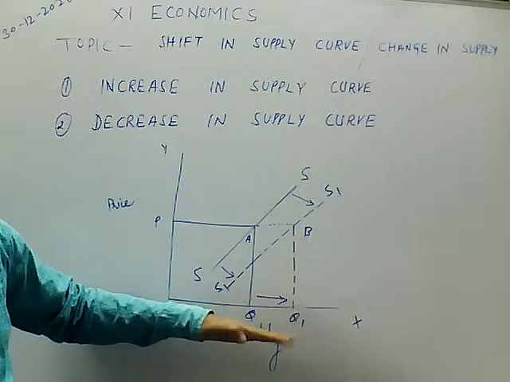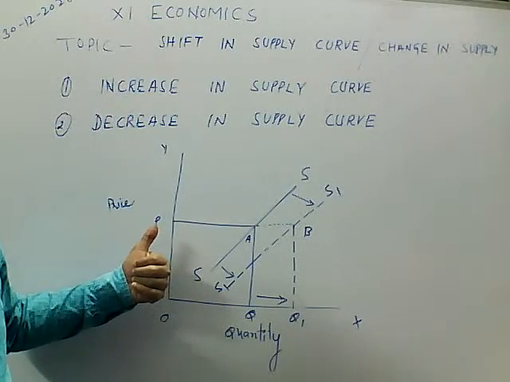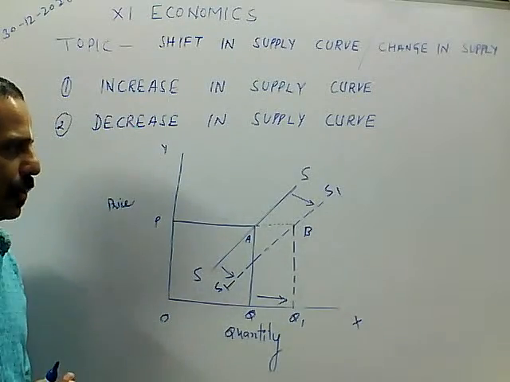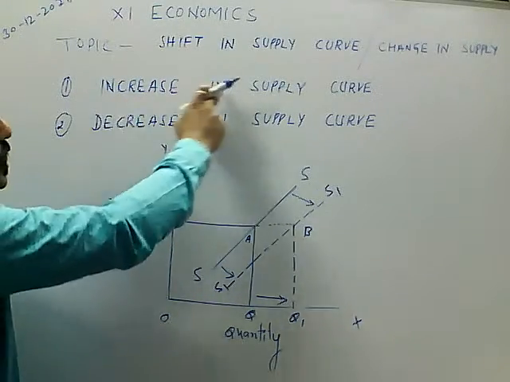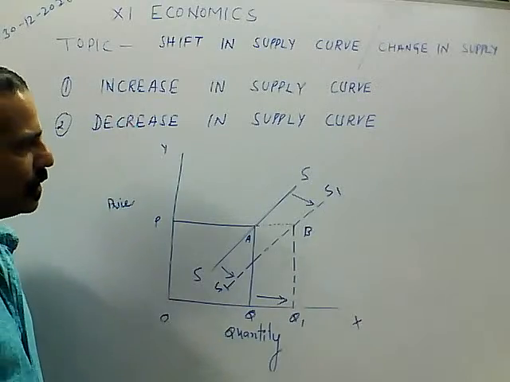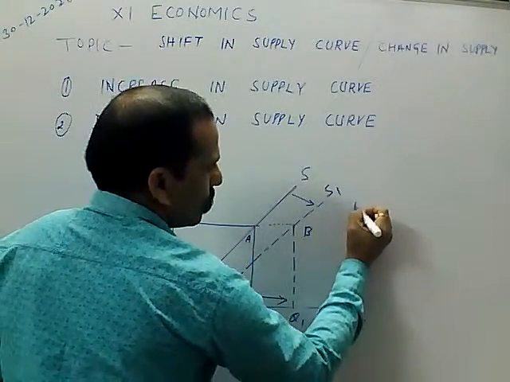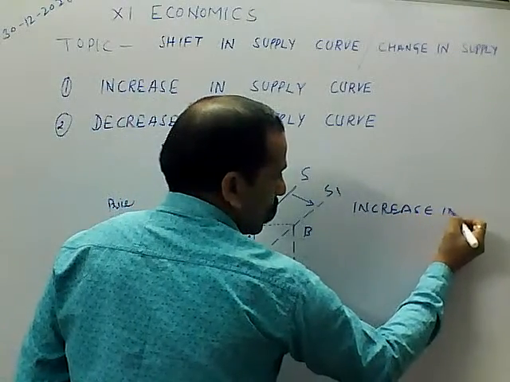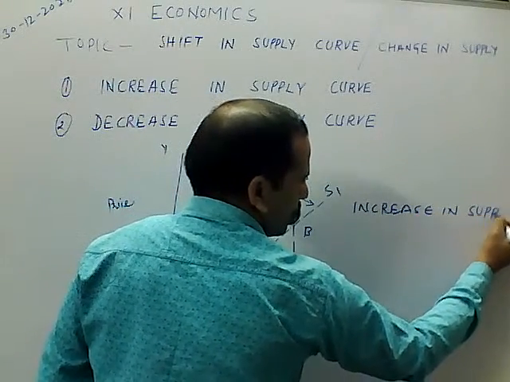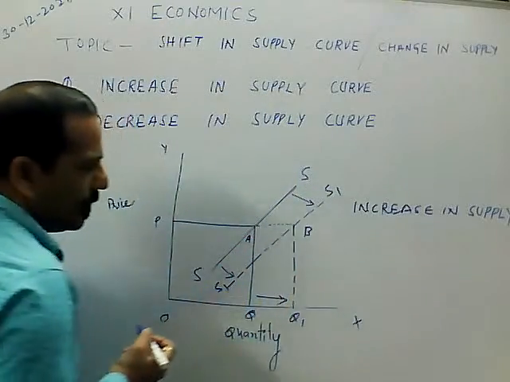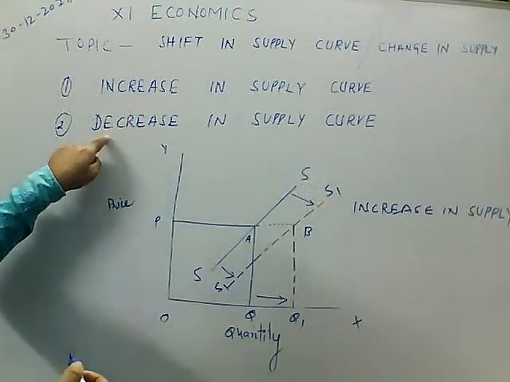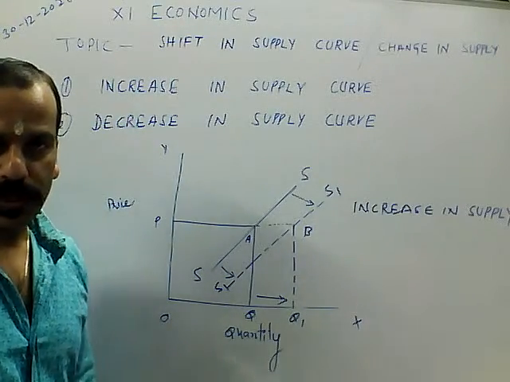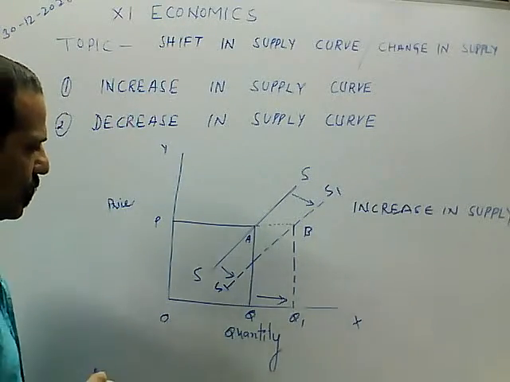Understood? So no change in the prices, prices remain constant in case of increase in supply. So this is called increase in supply. Okay, second, decrease in supply curve. So increase in supply is due to other things, whereas prices remain constant.